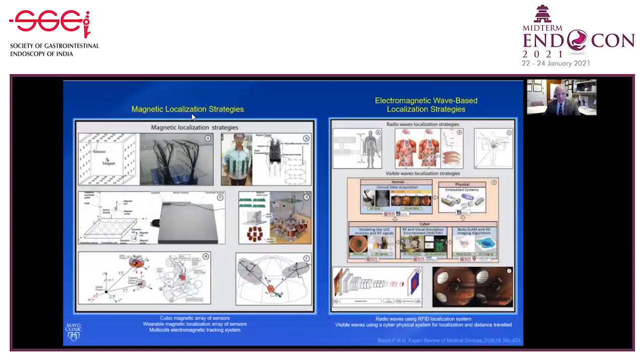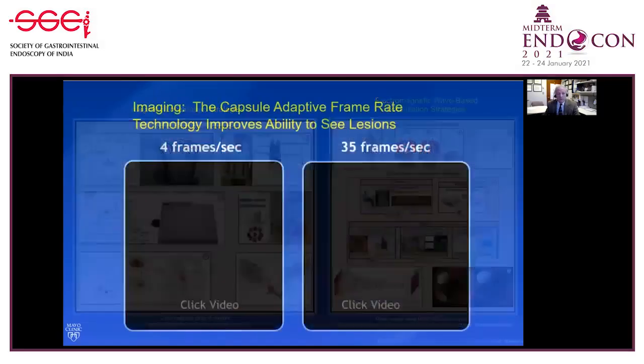But in terms of magnetic localization strategies, there are examples of cubic magnetic array sensors, wearable magnetic localization array sensors, and even multi-coil electromagnetic tracking systems. And then if you look at the electromagnetic wave-based strategies, examples of that are using radio waves, using RFID localization systems, and then also visible wave localization strategies using a cyber physical system for localization and distance traveled. So hopefully we'll see improvements in this area.